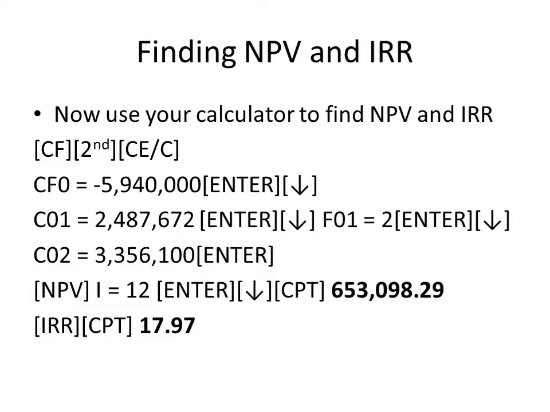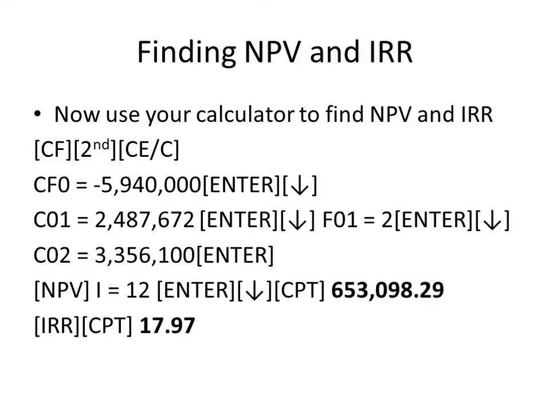Now I want you to hit the NPV button on your calculator, and it asks you for an interest rate. This is going to be the required rate of return for the project. In our case, it's 12, so I type 1, 2, and hit enter. Then I arrow down, and now it'll say NPV equals 0. You want to hit the compute button, which is in the upper left-hand corner, and you will learn that the net present value is $653,098.29.